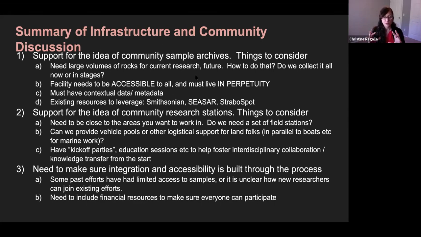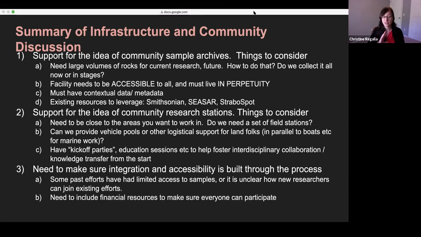And at these field stations, we can use this as a way to rally support in community and integration and interdisciplinary work. So we can have kickoff parties and education sessions to help foster interdisciplinary collaboration, have multiple teams who may be working geographically in the same area start at the same time and actually start to talk to each other. So we can have collaboration opportunities and knowledge transfer from the start. And then have wrap-up meetings at the end where we're also sharing ideas, again utilizing these field stations, as an example of what we have learned from some of these locations.